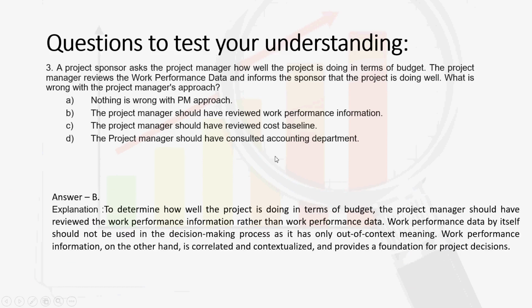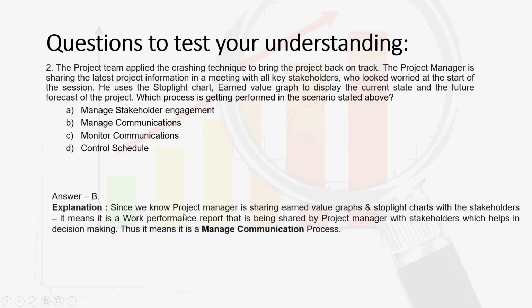Now let's look at the explanation. Answer is B. To determine how well the project is doing in terms of budget, the project manager should have reviewed work performance information rather than work performance data. Work performance data by itself should not be used in the decision making process, as it has only out of context meaning. Work performance information, on the other hand, is correlated and contextualized and provides a foundation for project decisions. So I hope the topic is clear to you.